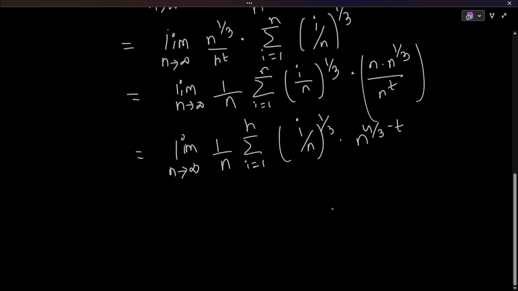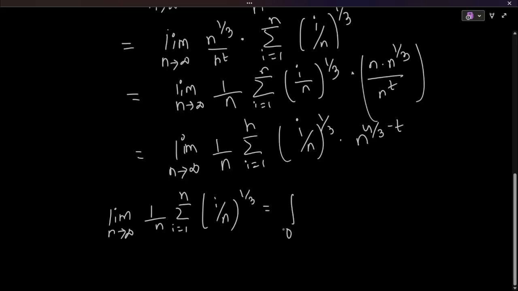What we do know is that the separate limit n tends to infinity, 1 upon n, summation i equals 1 to n, i by n whole to the power 1 by 3, is finite, because this is simply equal to the integral from 0 to 1. The corresponding function, as you can see here, would be f of x equals x to the power 1 by 3, right?